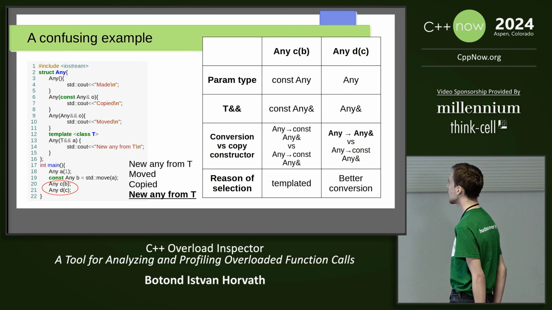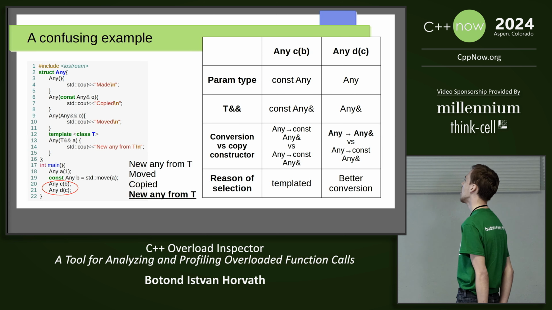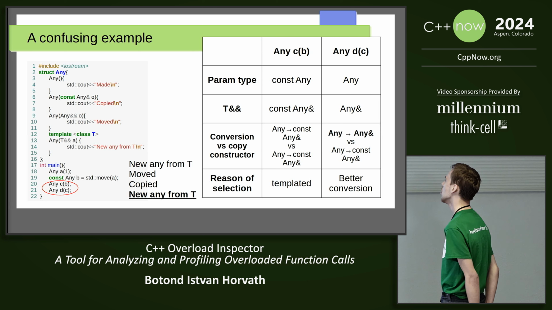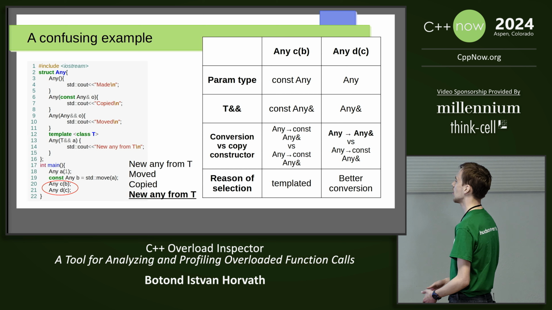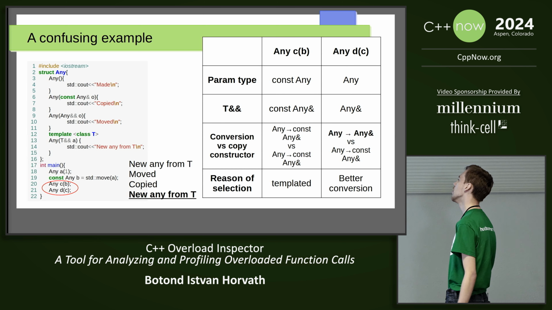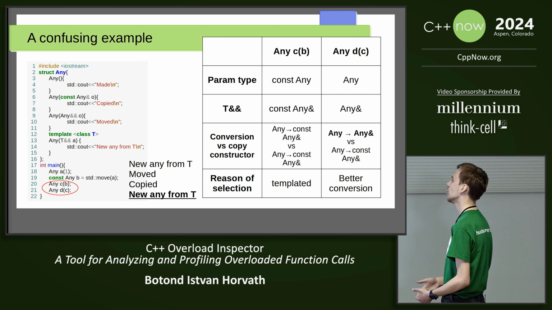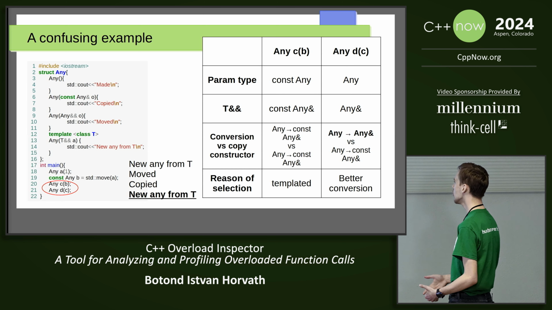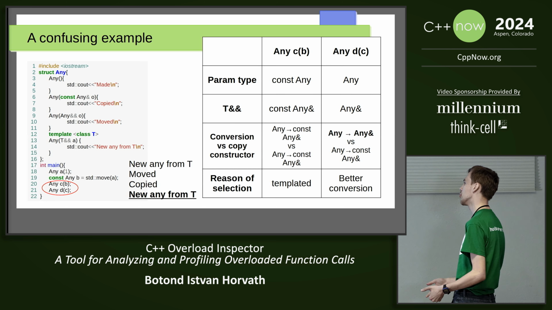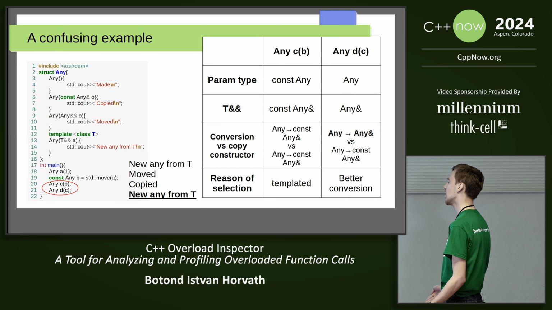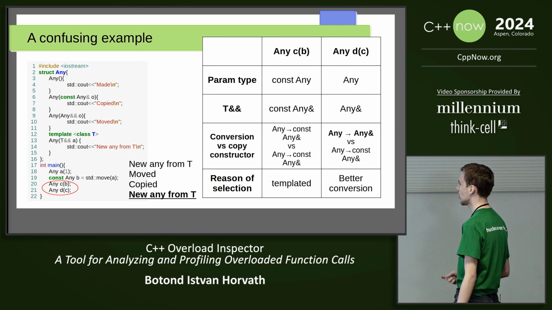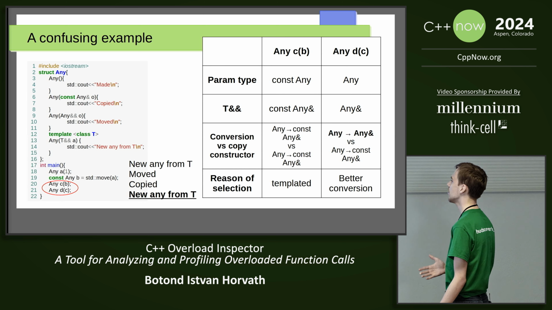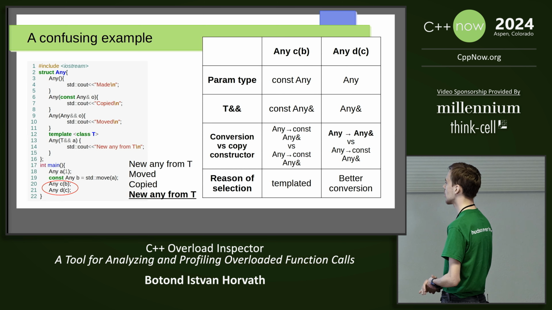In the first one, we gave it a const any. Therefore, the template was deduced to const any reference, and in both the copy constructor and the templated constructor, the same conversion happened, so that couldn't decide. That rule didn't decide which was built. Therefore, the rule that was applied was that the non-templated got priority over the templated one.